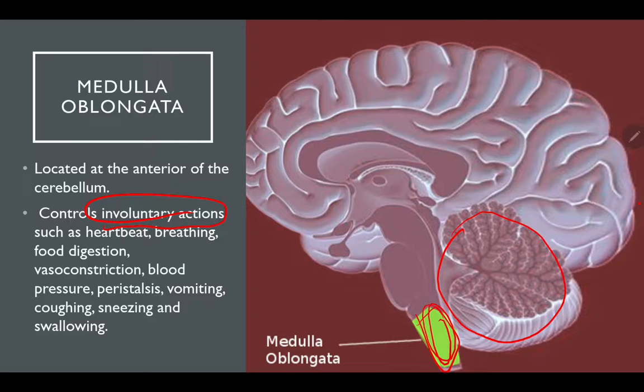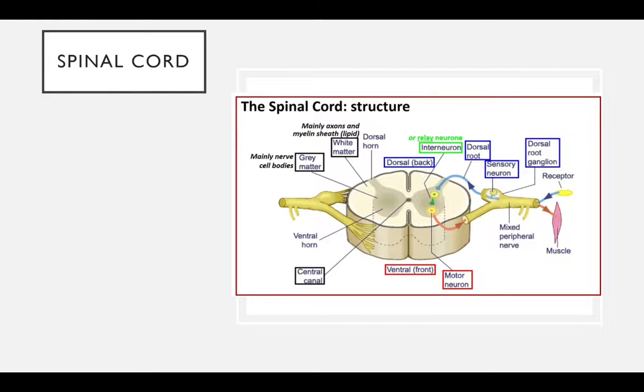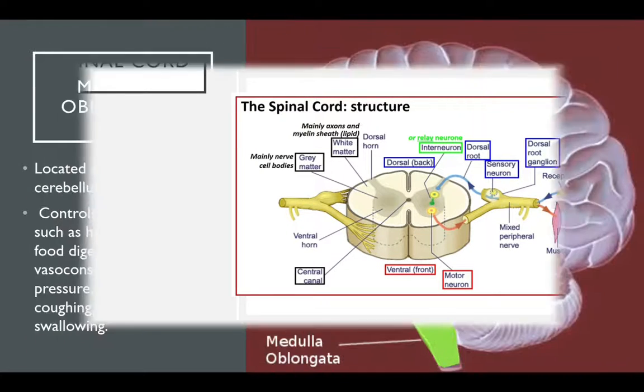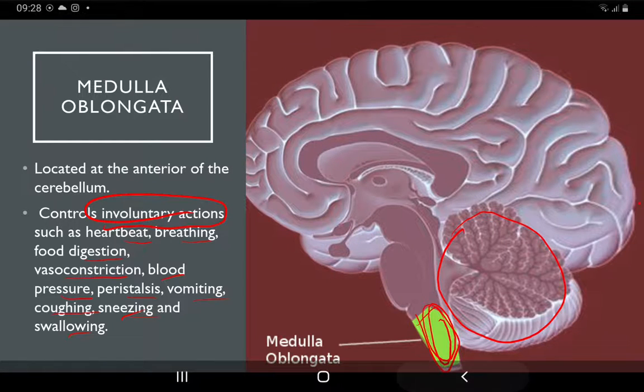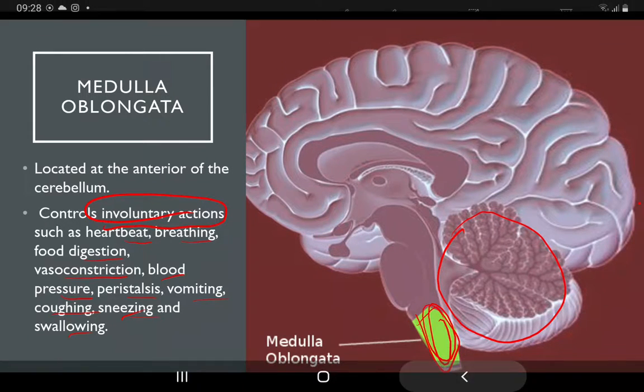Kita tengok contoh dia. The examples of involuntary actions are heartbeat, breathing, food digestion, vasoconstriction, blood pressure, peristalsis, vomiting, coughing, sneezing and swallowing. Contoh paling senang sneezing lah, nak bersin. Boleh control tak? Oh, saya tak nak bersin. Okay, cannot. Okay, so the action that we are unable to control is called involuntary action. Kalau action yang kita boleh control, kita panggil voluntary action. Tak ada IN kat depan tu. Okay, so done with the first part of the central nervous system.